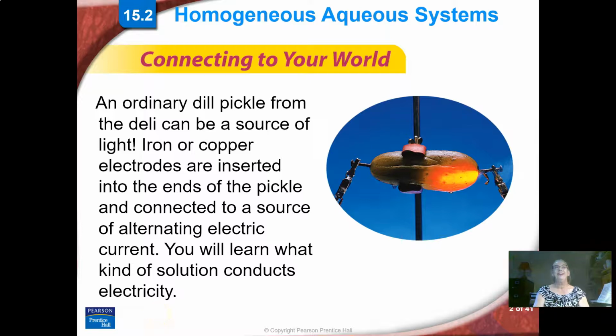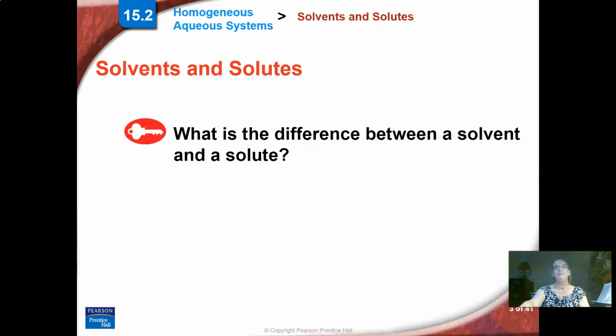Okay, we're going to talk about homogeneous aqueous systems today in this section. I don't know if you've ever seen this, but you can grab a dill pickle, put two different kinds of electrodes, iron or copper electrodes, in the ends, and you can light up a pickle. So I thought I'd show you that. So some solutions can have electricity run through them. We'll talk about that. So we're going to talk about making solutions, and a really simple example is Kool-Aid.